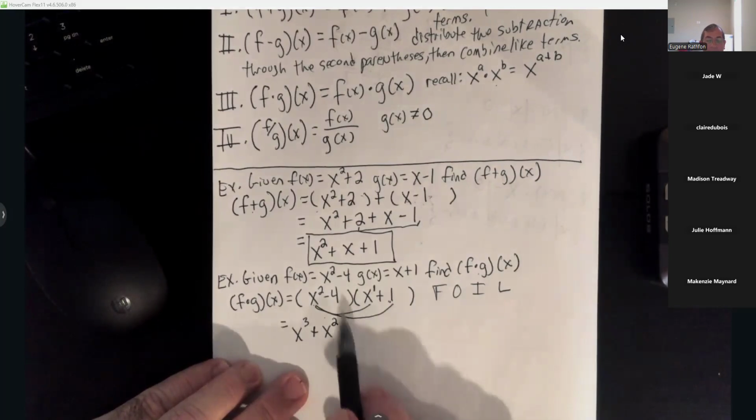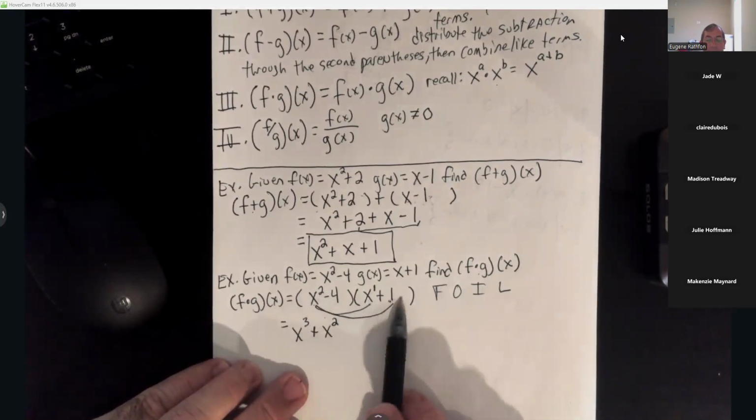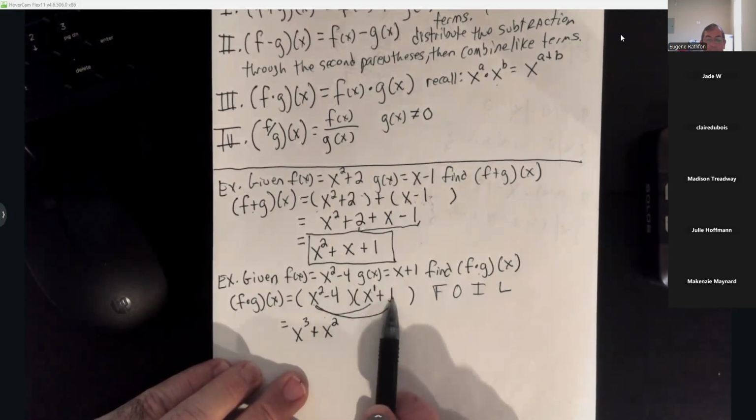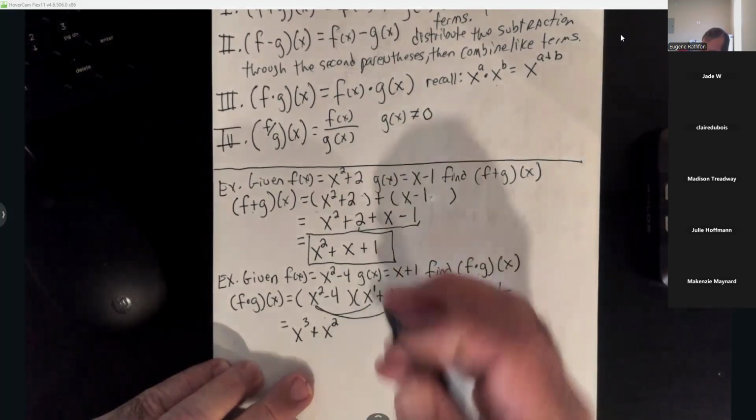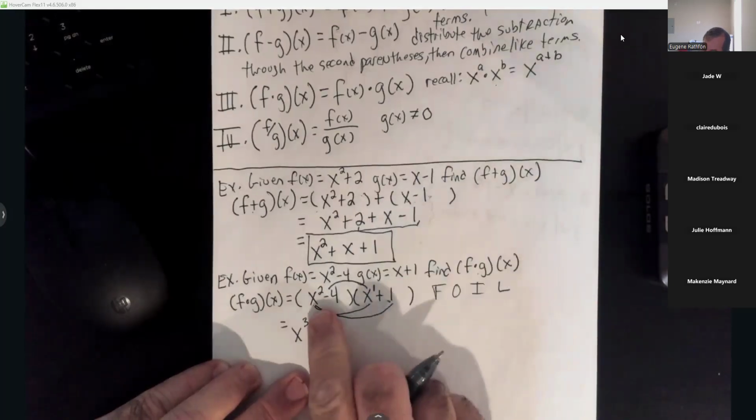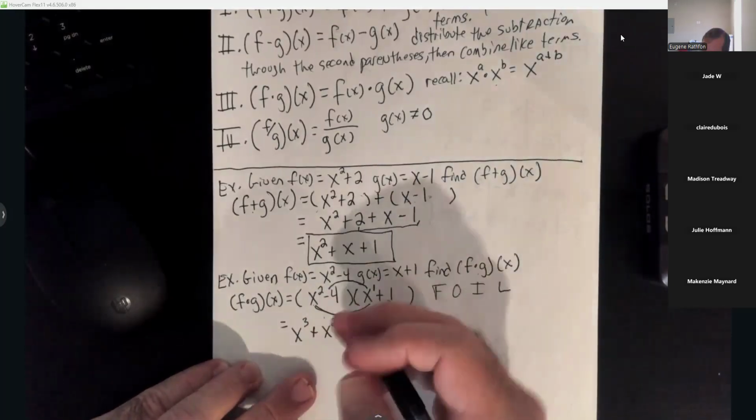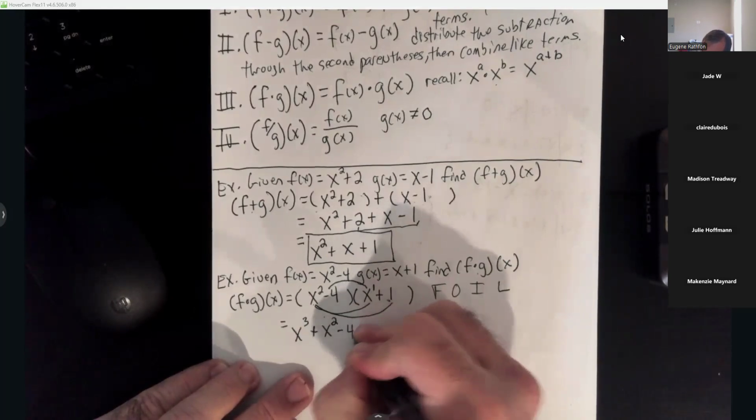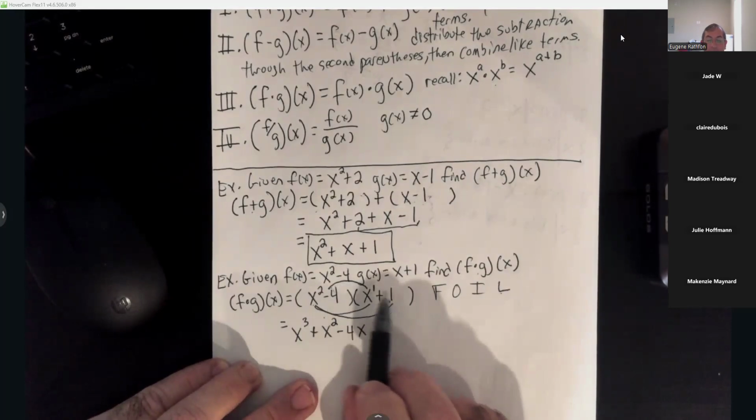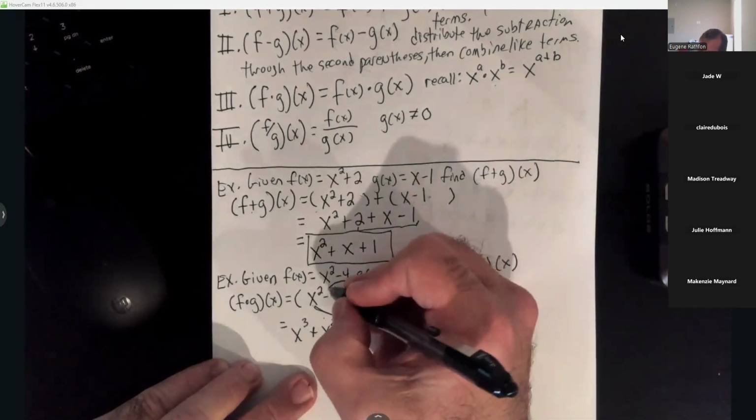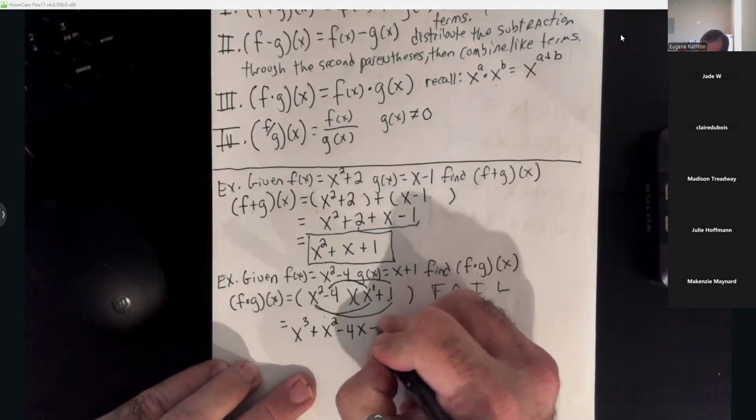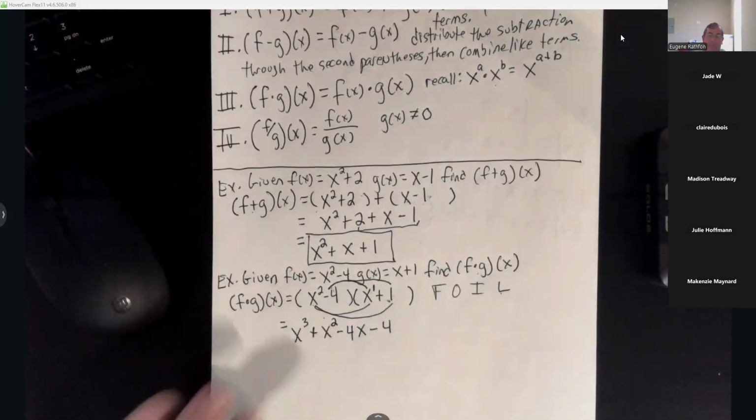All right, so now I multiplied the x squared times both of these. Now I'm going to multiply the negative 4 times both of these. So the I is the innermost. That's going to be the negative 4 times x. And negative 4 times x is a negative 4x. And then the L is the last ones from each parentheses. That's going to be the negative 4 times 1, which is negative 4.